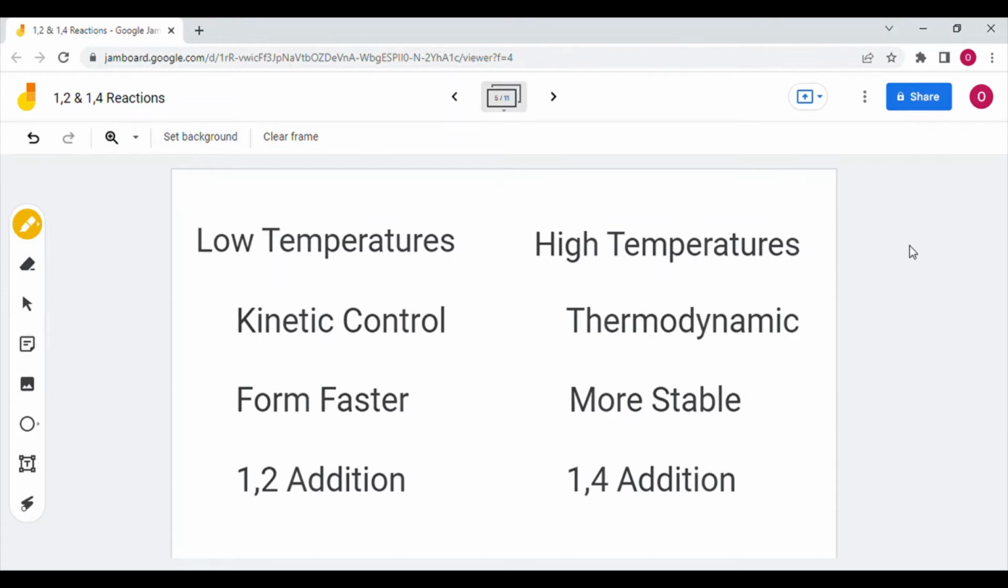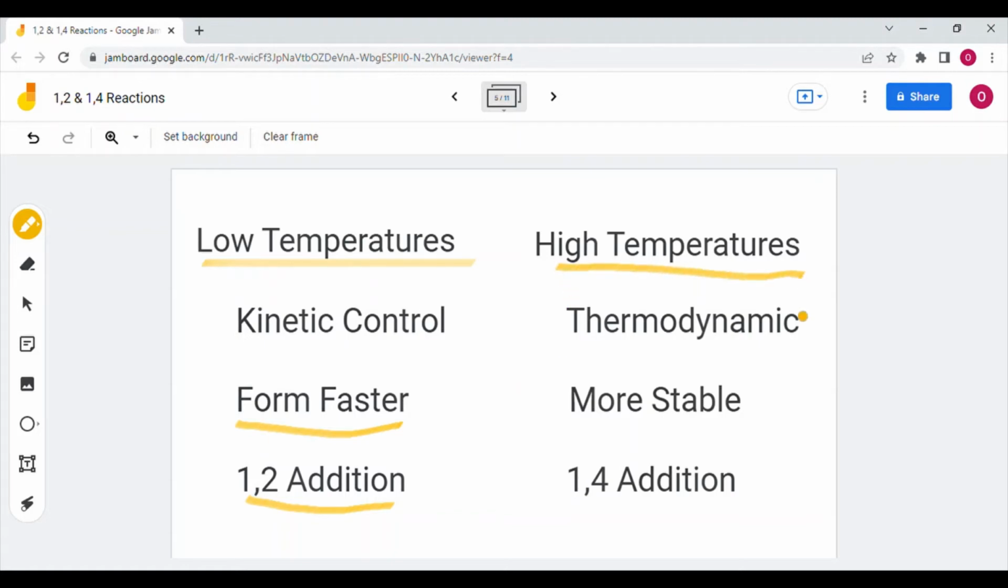So when identifying which is the 1,2 versus the 1,4 product, remember that the 1,2 product will always be in low temperatures, aka cold conditions. The reason for this is because it forms faster. So think about it in this example. If you're cold, you're going to probably want to run faster to enter your house because you're freezing.